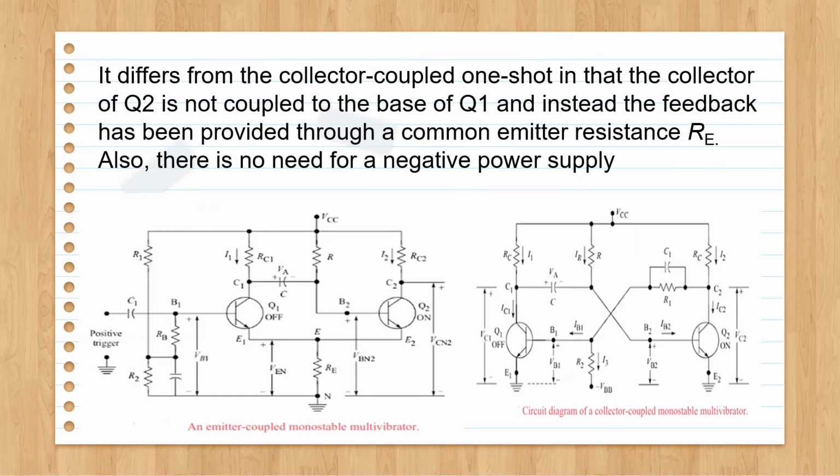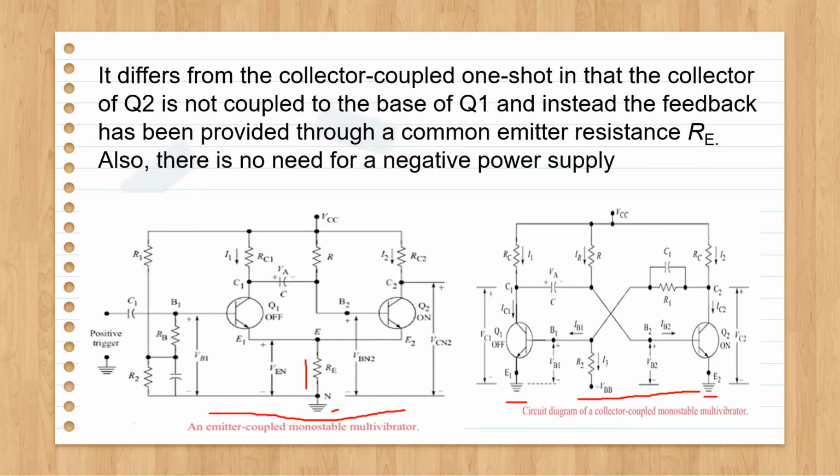This is the circuit diagram of the emitter coupled monostable multivibrator. It differs from the collector coupled monostable multivibrator. Here, the two emitters are coupled to each other and connected to ground through a common emitter resistance. In the collector coupled circuit, the two emitters are directly connected to ground.